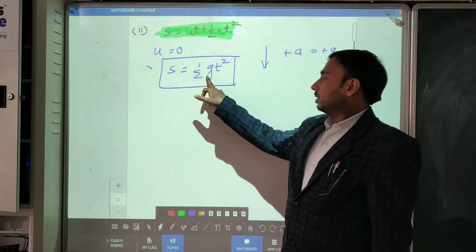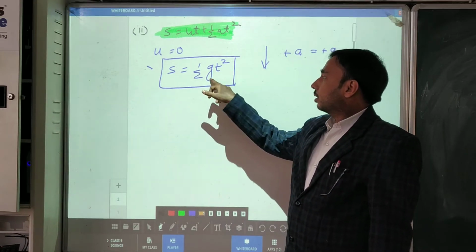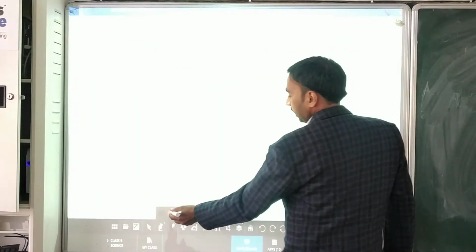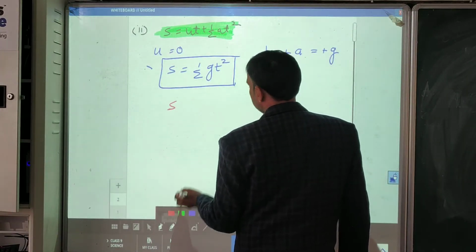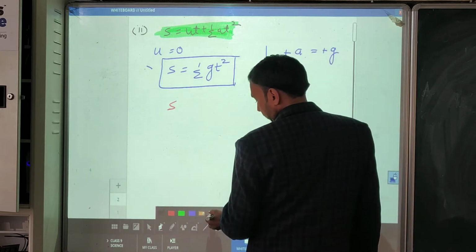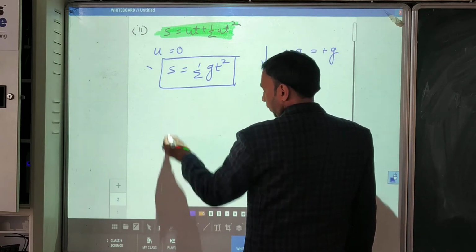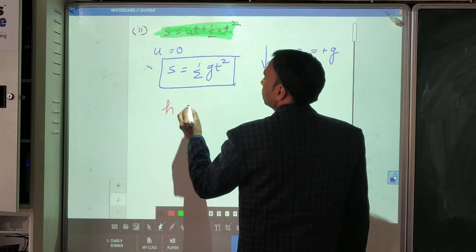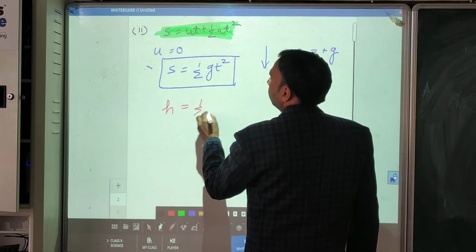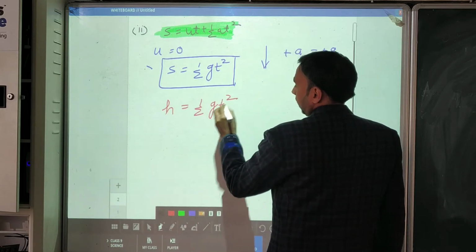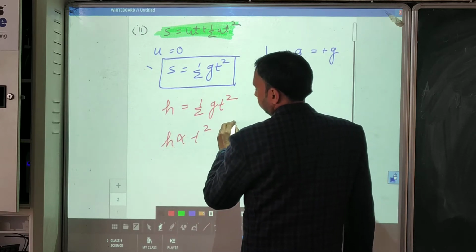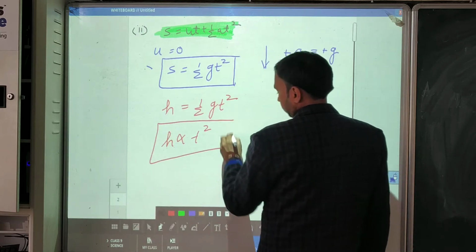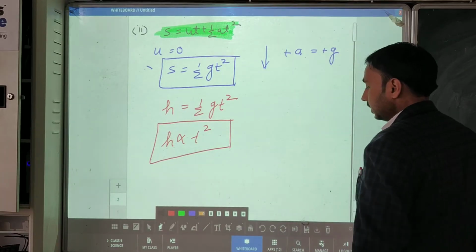Now since g is constant, half is also constant, so the distance covered by the body, which we have taken as s, is, if you just remember, h is equal to half of g t square, and therefore the height is proportional to the square of the time. And height, in the sense, we can call the distance covered by the body.